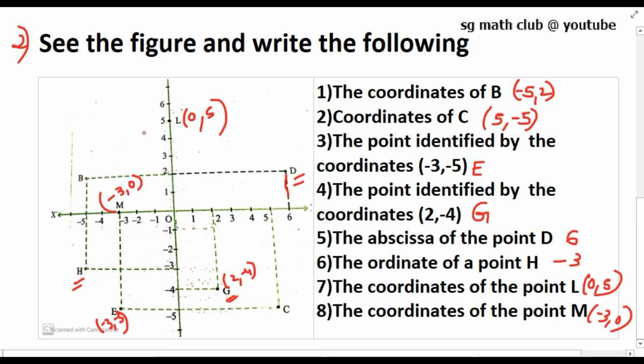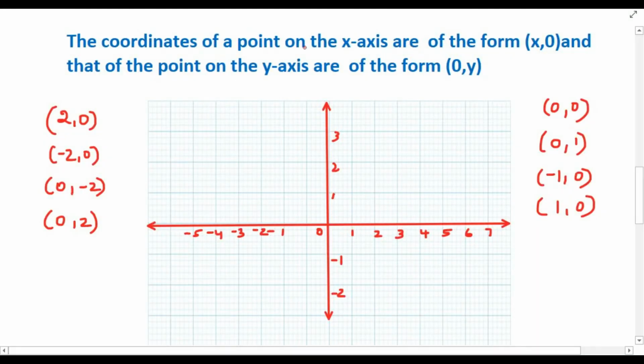You have to remember 2 things here. First, if the point is lying on the y-axis, the x coordinate will be 0. If the point is lying on the x-axis, the y coordinate will be 0. These two things you have to keep in mind. The coordinates of a point on the x-axis are of the form (x, 0) and those of a point on the y-axis are of the form (0, y). So let's verify this. If you want to mark the point (2, 0), first your hand should move towards the x-axis. So 2 is here and the y coordinate is 0. So the coordinates of a point on the x-axis are of the form (x, 0). So this (2, 0) will lie on the x-axis.